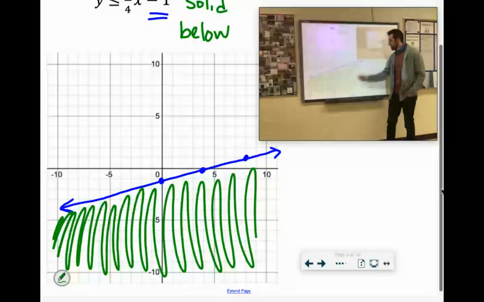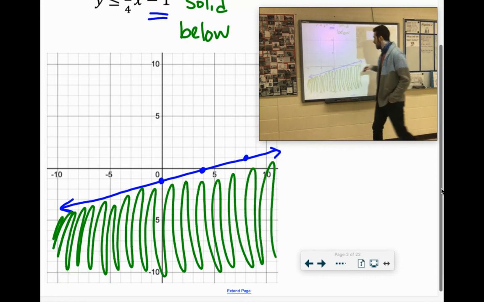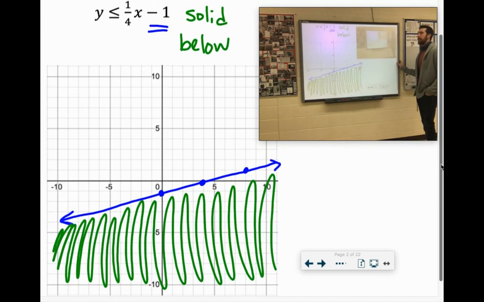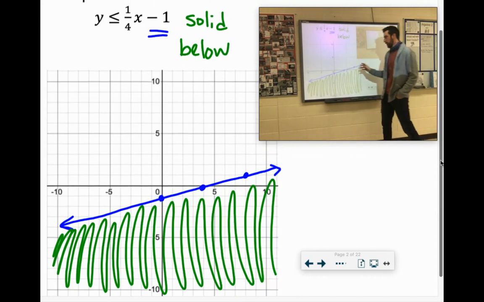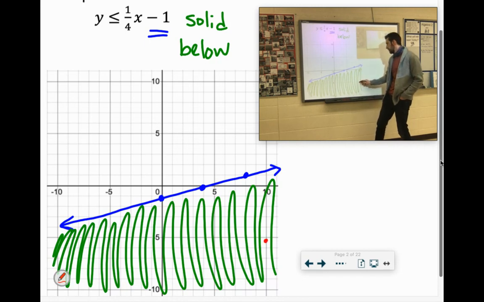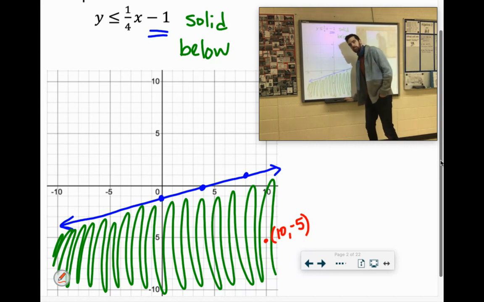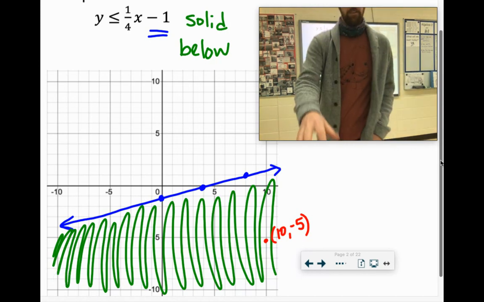Any coordinate that's shaded, if you substitute those values in for x and y in the original equation, every one of those coordinates will work. So like here, this coordinate is 10, -5. If you put in 10 for x and -5 for y in that inequality, it works. Every one of these shaded coordinates work. Let's try another one.